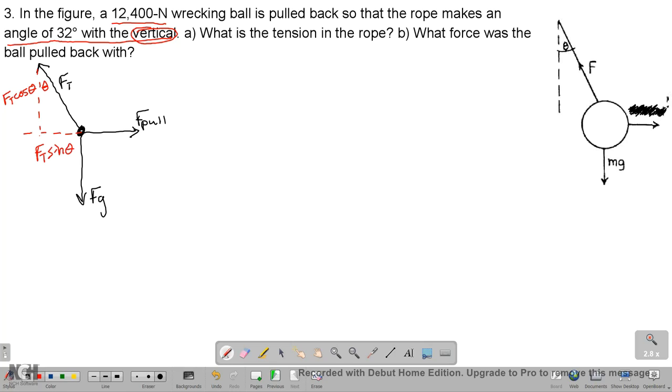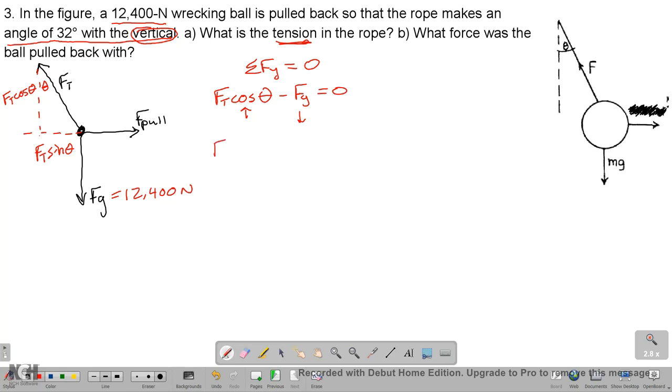Now we want to solve for the sum of the forces in the y direction to get the tension in the rope. Because we know that Fg is equal to 12,400 newtons, we have to use that value, and that's in the y direction. So the sum of the forces in the y direction is equal to 0. Whatever's pointed up, which in this case would be Ft cosine theta, minus Fg, which is pointed down, and that's equal to 0.